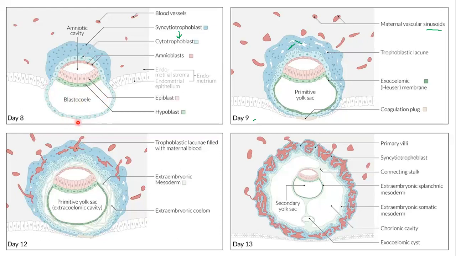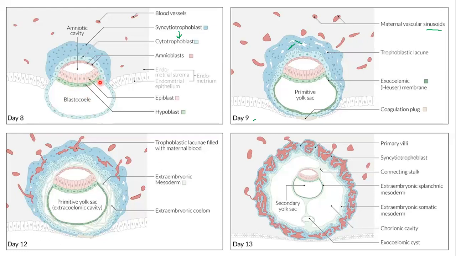From here, some cells are moving downwards and they create a new cavity, which is known as the primary yolk sac. See here carefully that this is our hypoblast; it started proliferating downwards and they make a primary yolk sac. The epiblast and hypoblast together make the bilaminar disc.